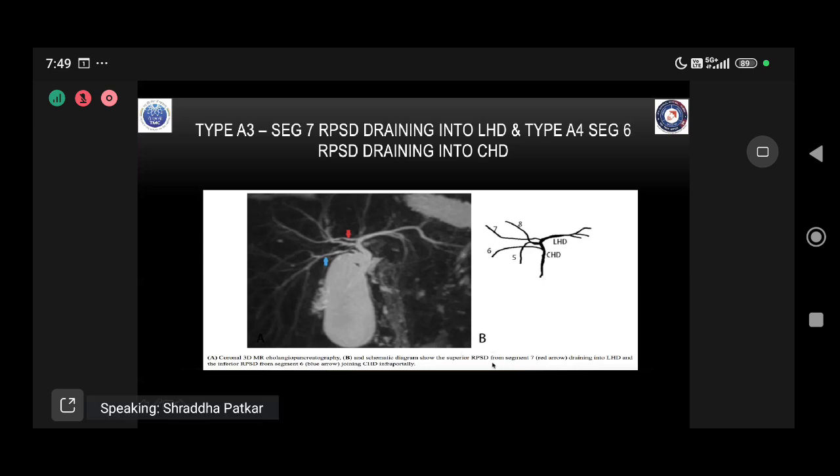Type 3 and 4, it gets more complex. You can see that the posterior sectoral from segment 7 is draining into the left here. And 6 and 7 are actually separate, and the 6 is joining below through the CHD. So suppose you are doing a transection at this level, you will encounter almost 3 openings which have to be identified and sutured individually.